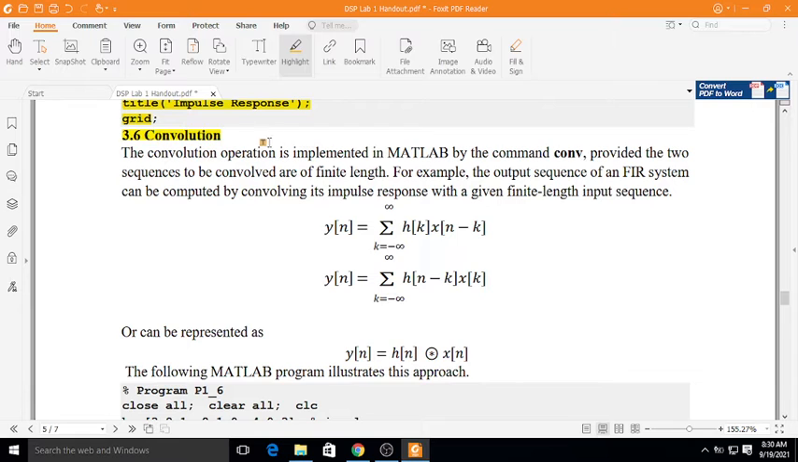3.6 Convolution. The convolution operation is implemented in MATLAB by the command conv, provided the two sequences to be convolved are of finite length.